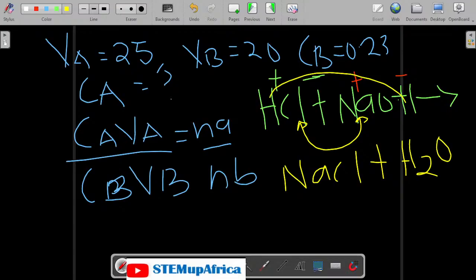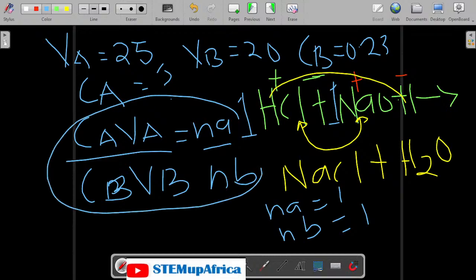That means here is 1, here is 1. The number of moles of the acid that took part in the reaction is 1. The number of moles of the base that took part in the reaction is 1. That means my Na is 1, the mole ratio of the acid. My Nb is also 1, which is the mole ratio of the base. With that, I can now fix the data into the mathematical formula to get the concentration of the acid.